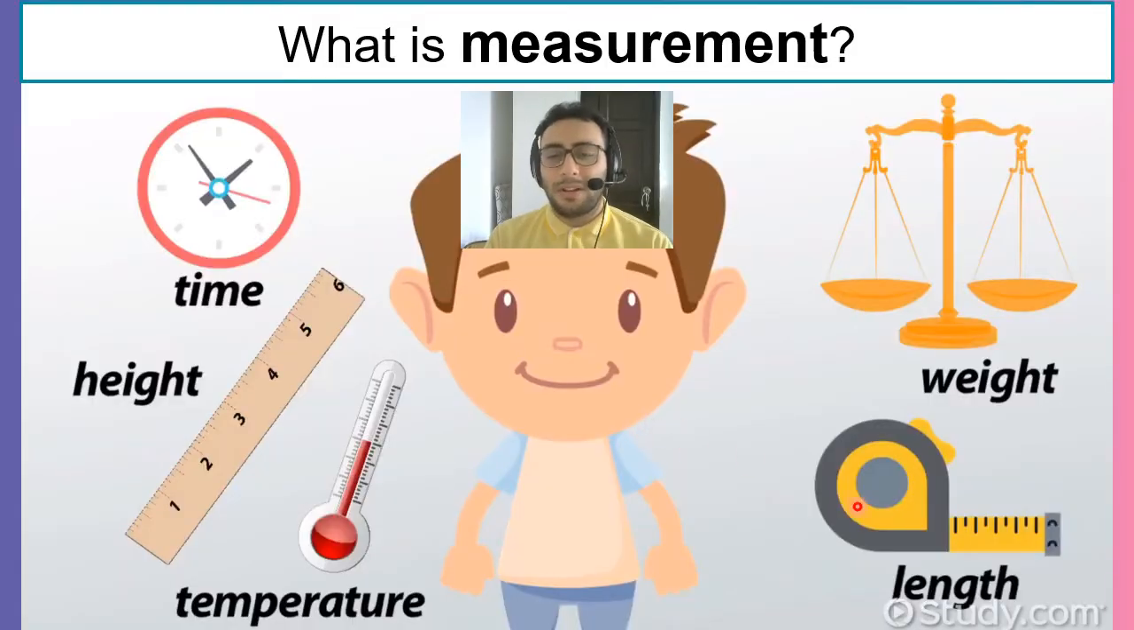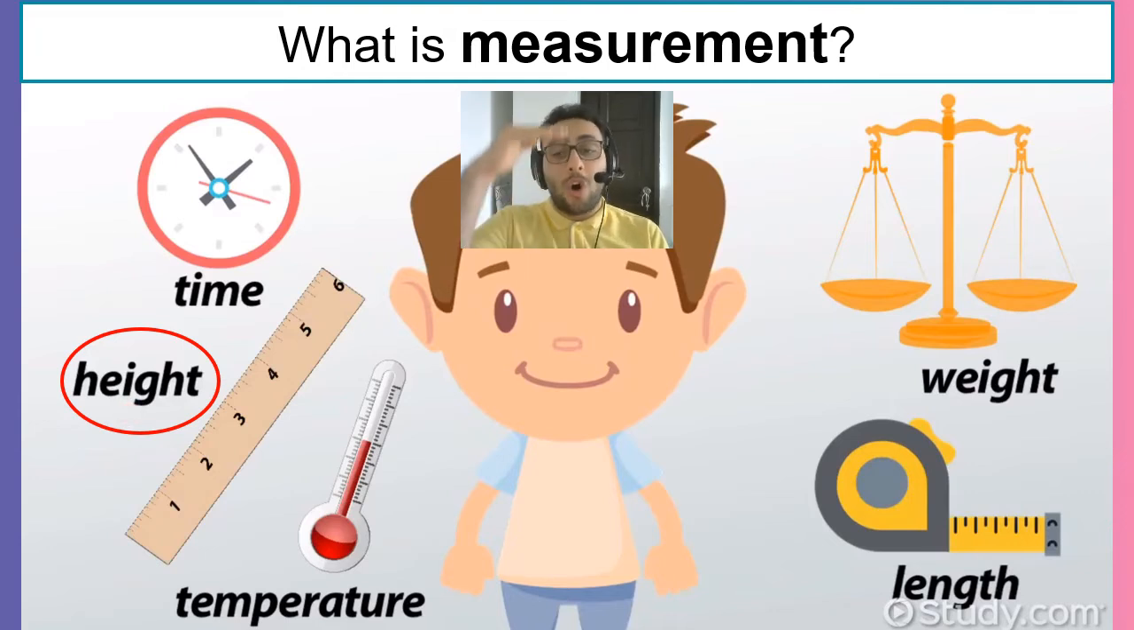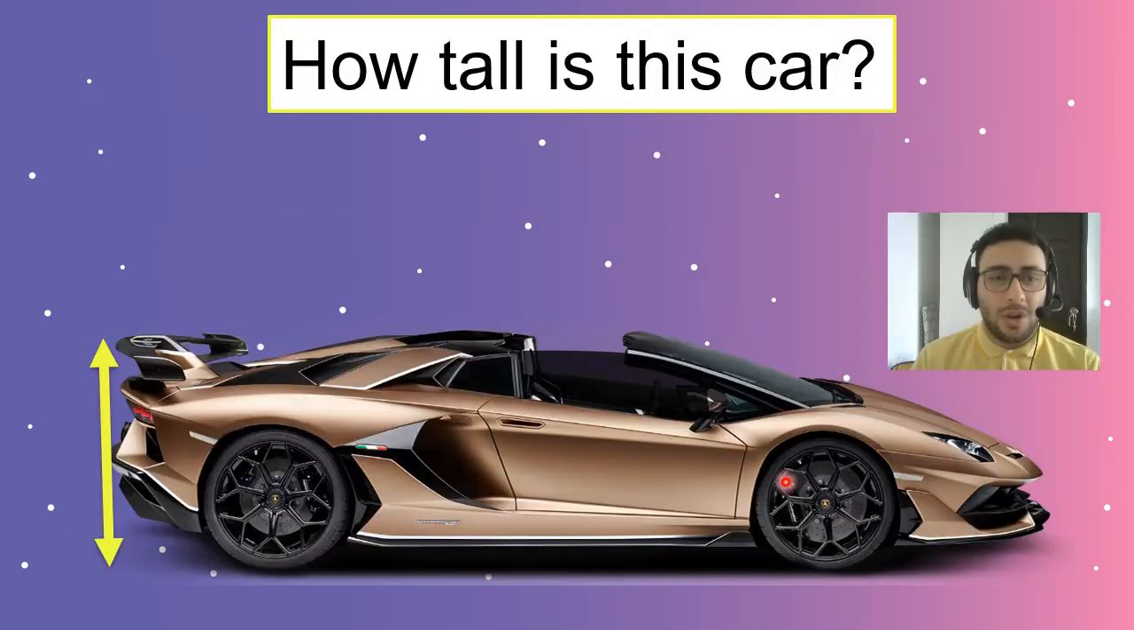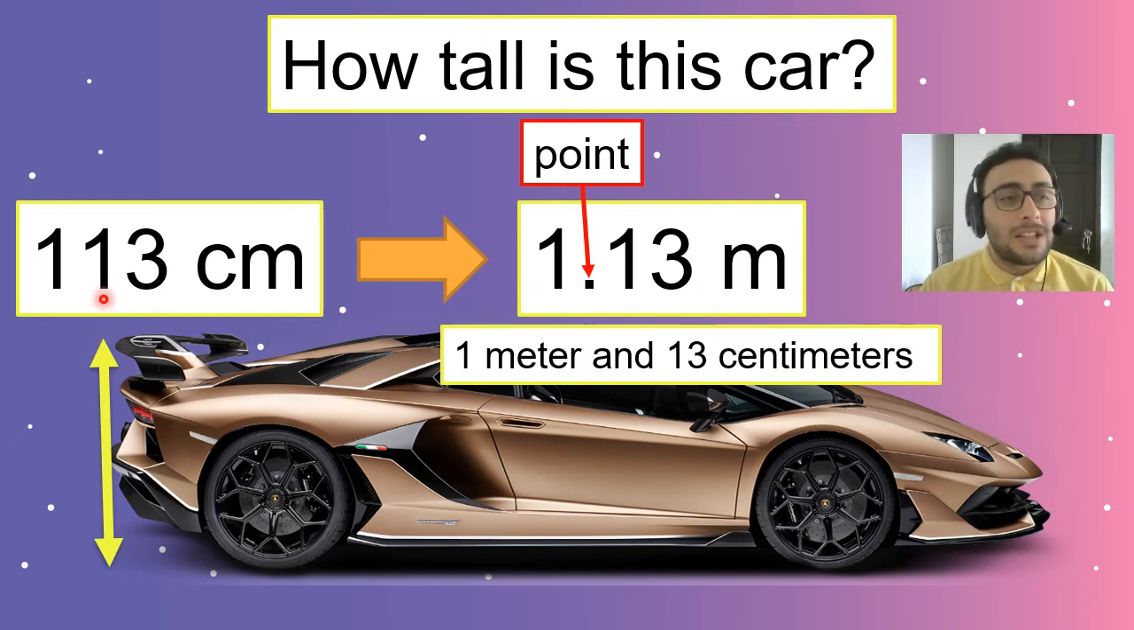Last time we talked about length, but today we're going to talk about height. Height is about how tall something is. So, length is about how long something is, and height is about how tall something is. So, this car we know is 5 meters long, but how tall is this car? Imagine it's 113 centimeters, right? But I have to ask you, how many meters is it?